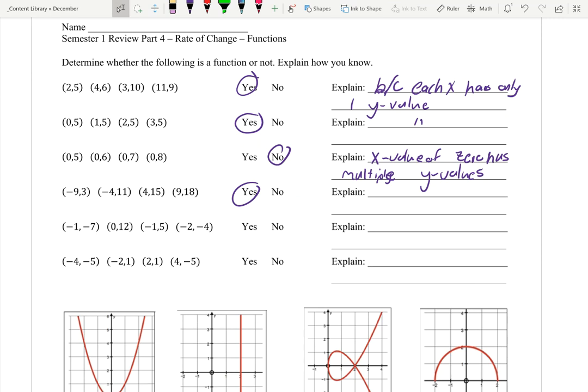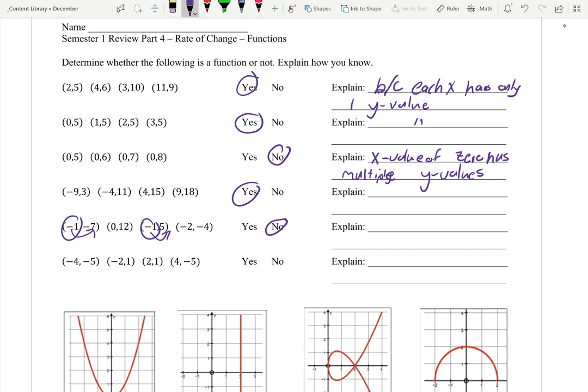The fifth one: negative 1 goes to negative 7, 0 goes to 12, negative 1 goes to 5, negative 2 goes to negative 4. Hopefully you guys can see it. This one is not a function, okay? And the reason is the x value of negative 1. It goes to 2 places. Negative 1 goes to negative 7, and it also goes to 5. So as a person, negative 1 is in 2 places at once, and that can't be. That's exactly the same thing we saw from the third example.